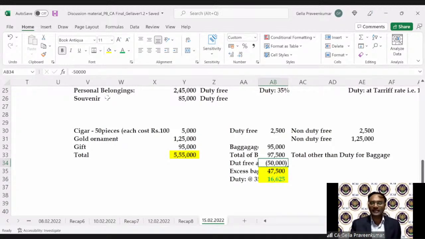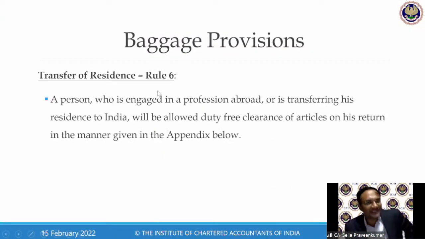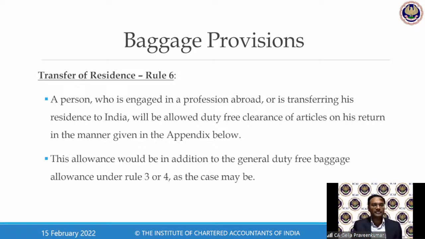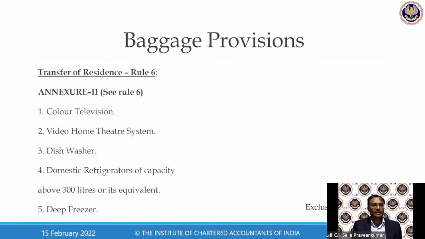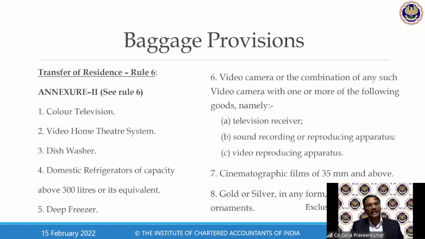Let's come back to the presentation. I think you're fed up with baggage. Let's move from baggage to some other provisions. Now, baggage has an exclusion, meaning whenever there is a person who is transferring his residence, these are the items which are permitted. Annexure 3.